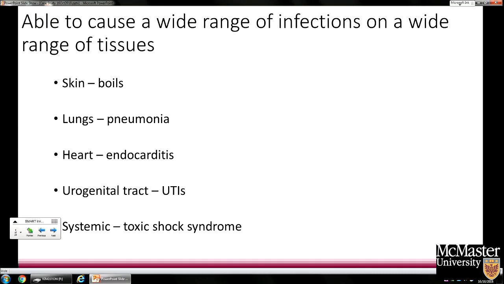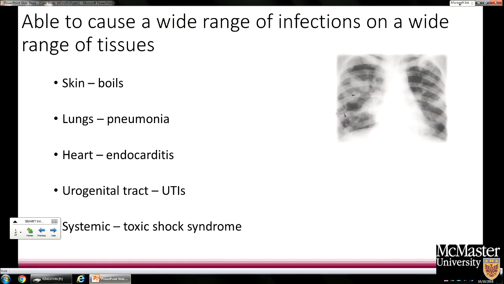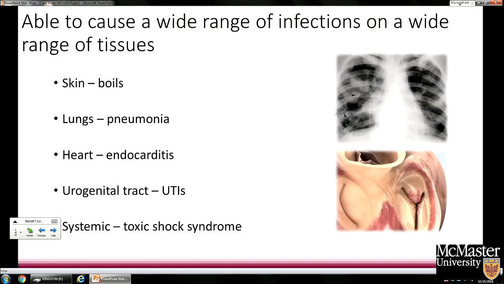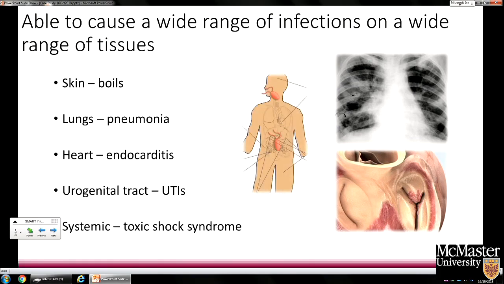So as I mentioned, staph is able to cause a wide variety of pathogenic effects in people, whether it's boils in the skin. In the lungs, it can actually cause pneumonia. In the heart, it can infect valves, particularly in people who are getting valve transplants or in intravenous drug users. It can grow on the valve there, and that's then called the vegetation. It can also cause urogenital tract infections, as well as systemic infections, such as toxic shock syndrome. And so, as you can see here, it can have local effects as well as systemic effects throughout the body.